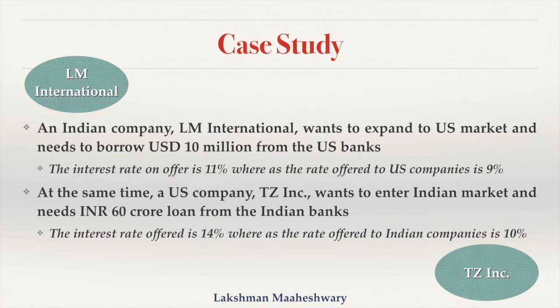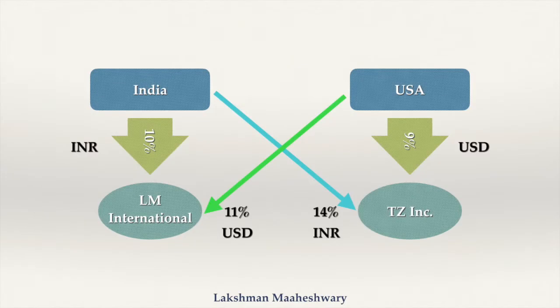At the same time, a US company, TZINC, wants to enter the Indian market and needs an INR 60 crore loan from the Indian banks. The interest rate offered is 14%, whereas the rate offered to Indian companies is 10%. Here you can have a look at the situation.